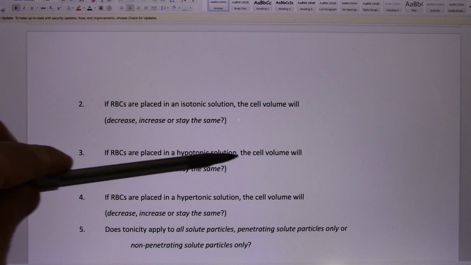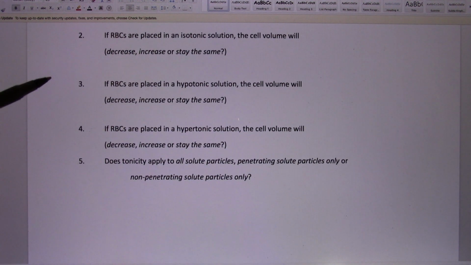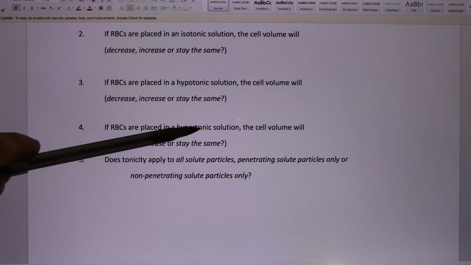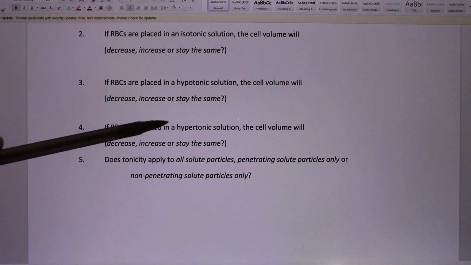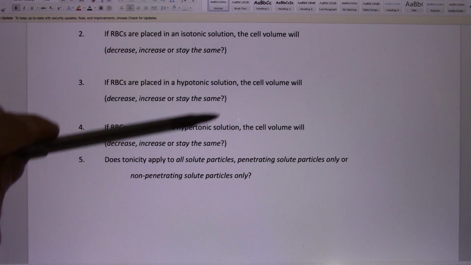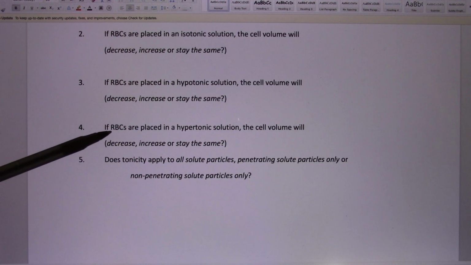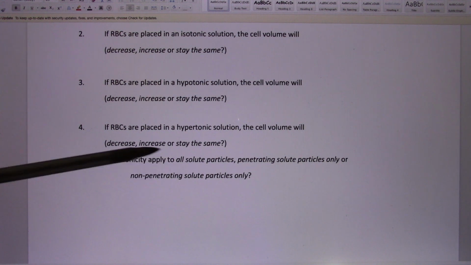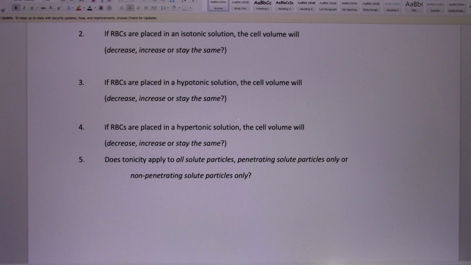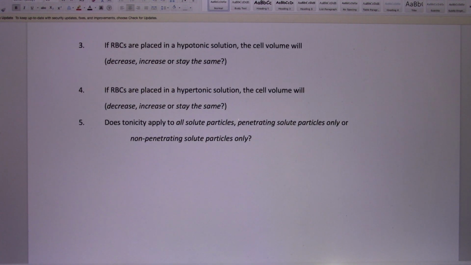So the cell volume is going to increase. And if you put the red blood cell into a hypertonic solution, the water is going to flow out to dilute the solute. So in a hypertonic solution, the cell's volume decreases, crenate. So the tonicity conclusion: tonicity is affected by non-penetrating solute only. Okay, so that's the lab for today.